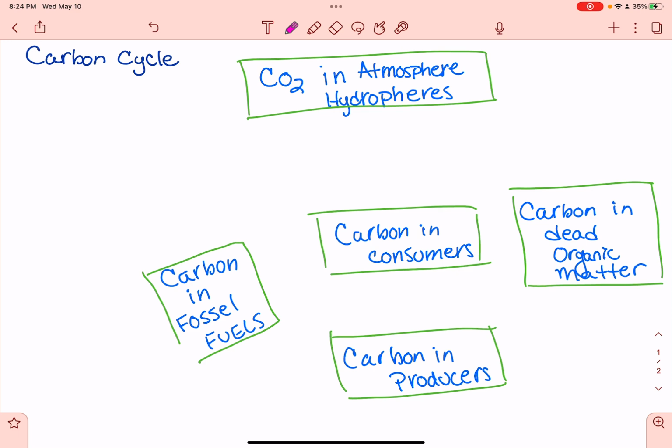Carbon in dead organic matter. Well, that carbon is being decomposed slowly by detritivores and saprotrophs, and it's happening through respiration, cellular respiration. We also have our producers, the carbon in producers, that are undergoing cellular respiration.